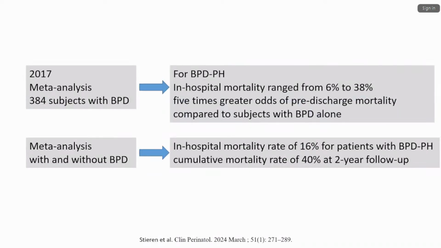In 2017, a meta-analysis for BPD and PH showed in-hospital mortality ranged from 6% to 38%, which was 5 times greater odds of pre-discharge mortality compared to subjects with BPD alone. In another meta-analysis, in-hospital mortality rate was 16% for patients with BPD and PH, and cumulative mortality rate was 40% at 2 years follow-up.